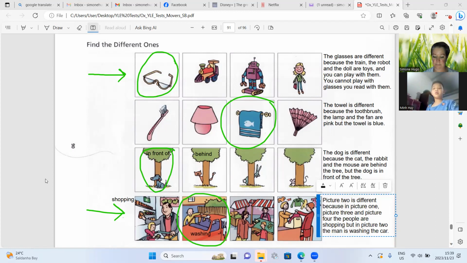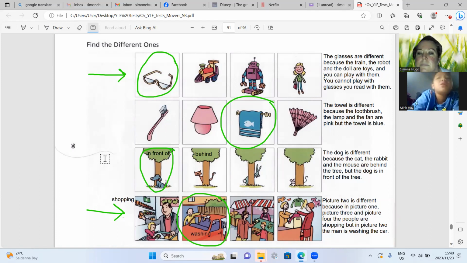The shower is different because the toothbrush, the lamp, and the fan are pink, but the tower is blue. The dog is different because the cat, the rabbit, and the mouse are behind the tree, but the dog is in front of the tree.